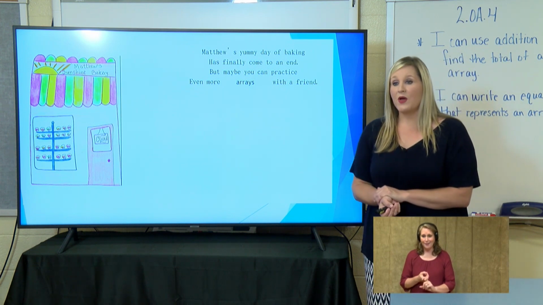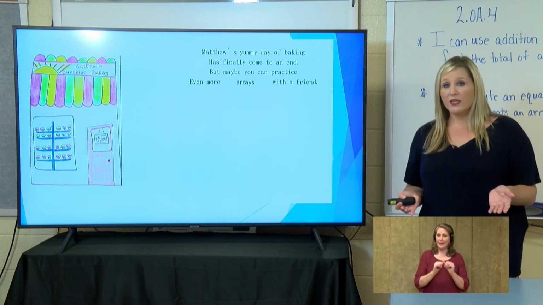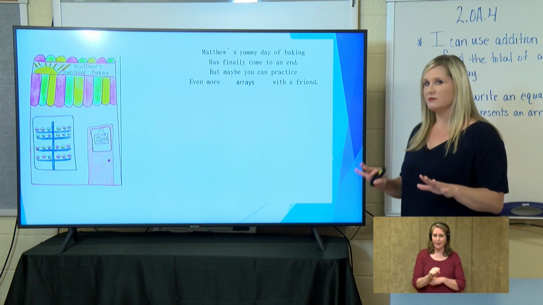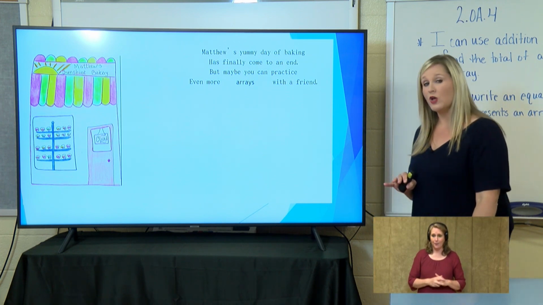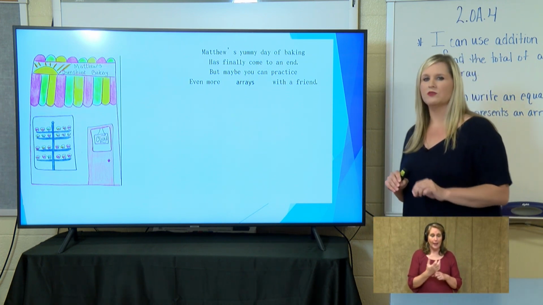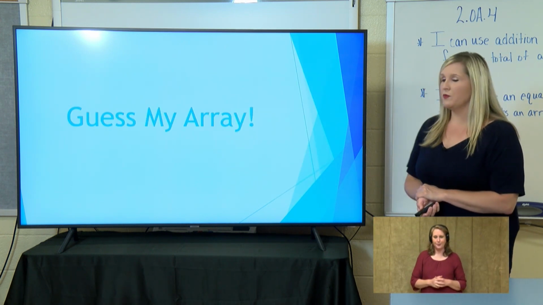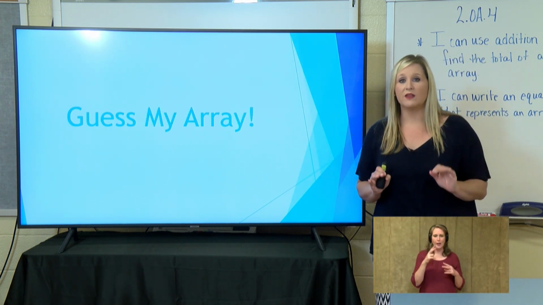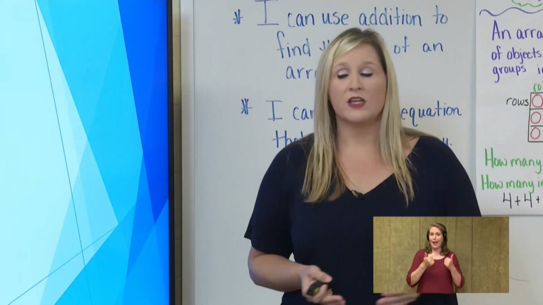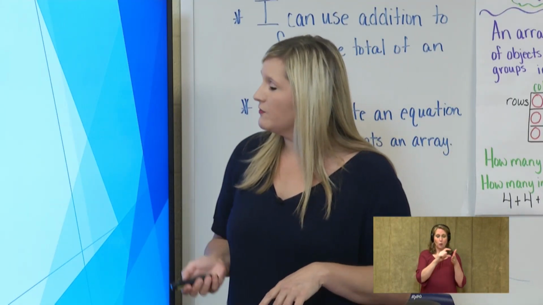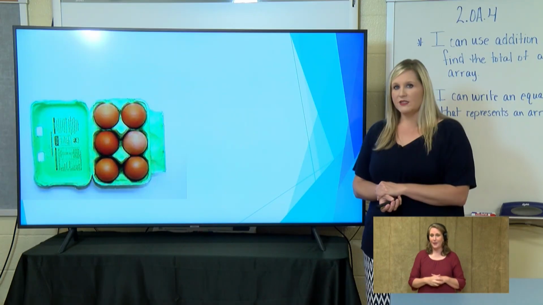All right, so we are going to keep talking about our arrays today, and we're going to practice making some arrays. So if you don't have a piece of paper and a crayon or a pencil or something, why don't you get that really quickly? All right, so we are going to look at some things that we see in real life that are in arrays. So right now, let's look at this first picture. What is this a picture of?